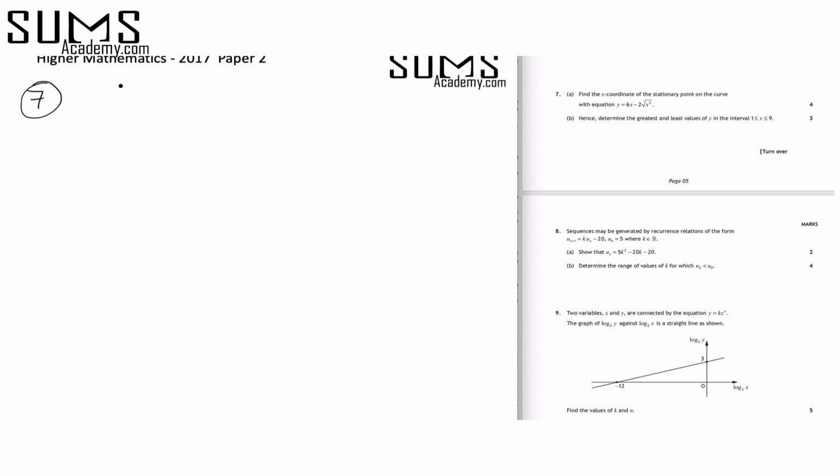So stationary points occur when dy by dx is equal to 0. So y equal to 6x minus 2 root x cubed.